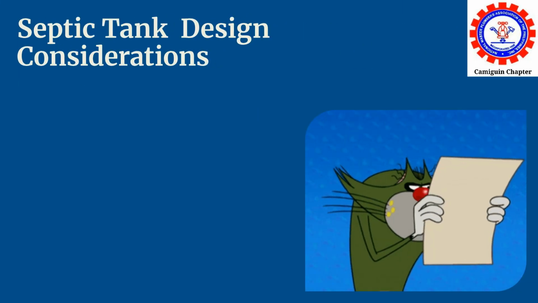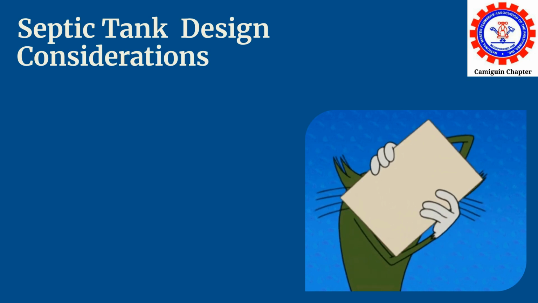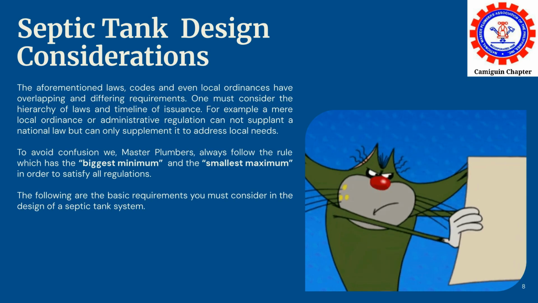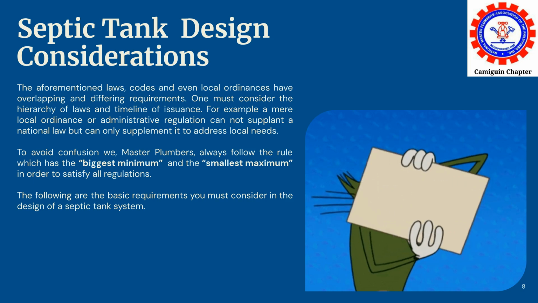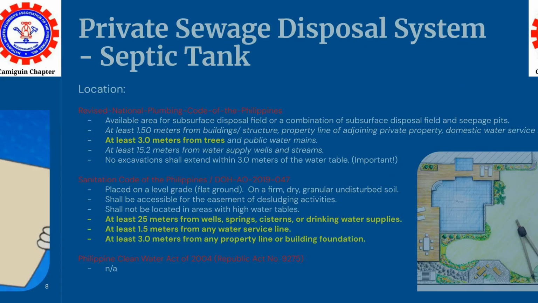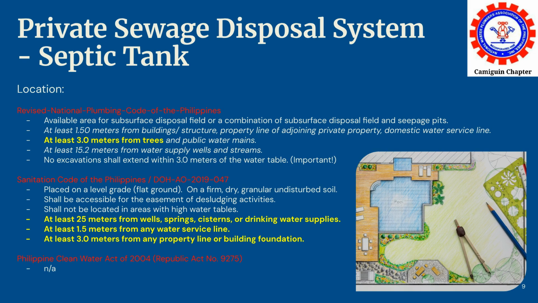When dealing with overlapping regulations, master plumbers must follow the rule of the "biggest minimum and the smallest maximum" to ensure compliance. Several basic requirements must be considered for design. Location requirements include minimum distances from buildings, property lines, water mains, wells, and streams. Importantly, the Sanitation Code requires a distance of at least 25 meters from drinking water supplies.